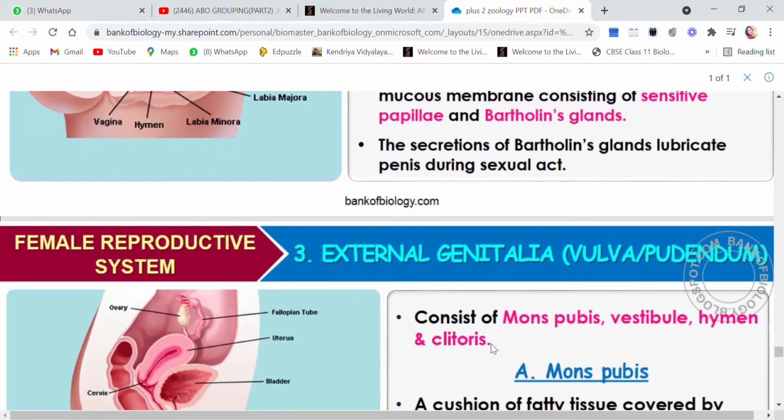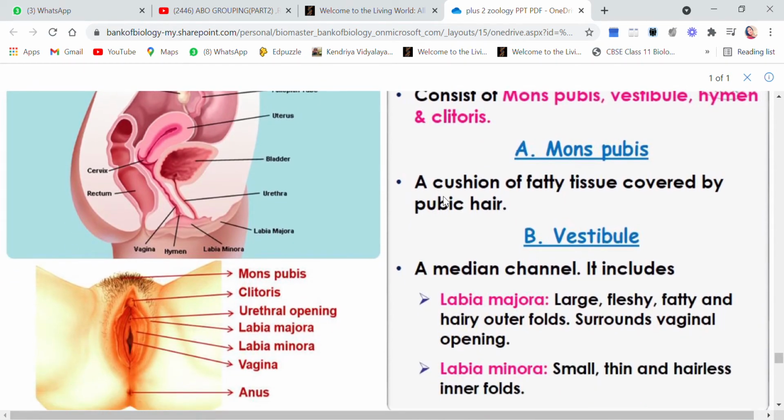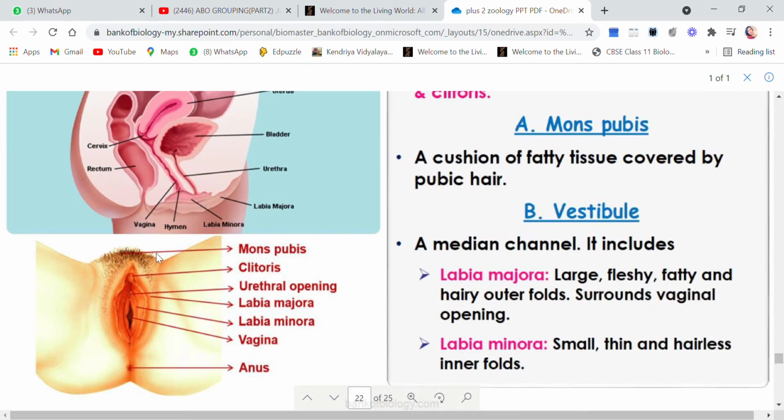So now we come to the external genitalia or the vulva portion of the female reproductive system. It consists of the mons pubis, vestibule, hymen and clitoris. Now you can see the pictures here. Mons pubis, clitoris, this is the urethral opening, labia majora, labia minora, vagina and anus.